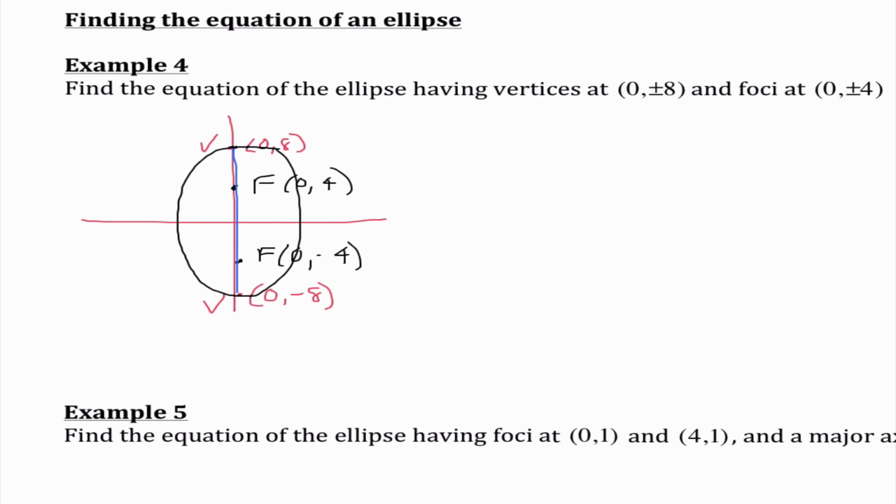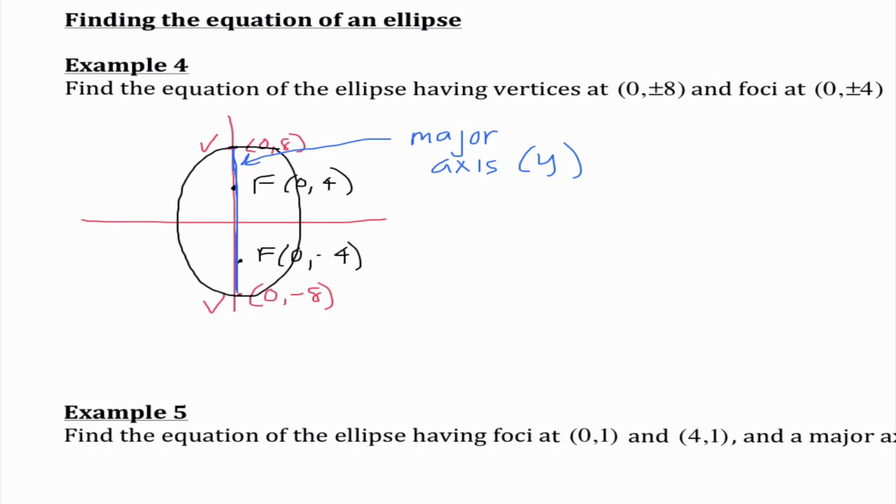Okay, first of all, this is going to be the major axis. So in this case, it is y. And the reason why y is the major axis is because both the foci and the vertices are on that value. So that means that y should have the bigger denominator for us.